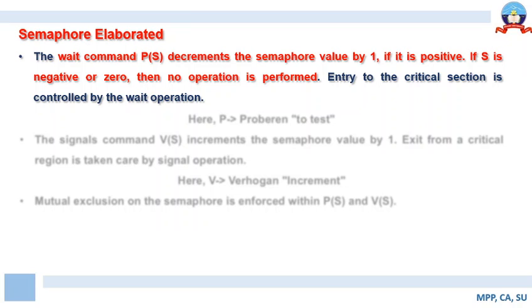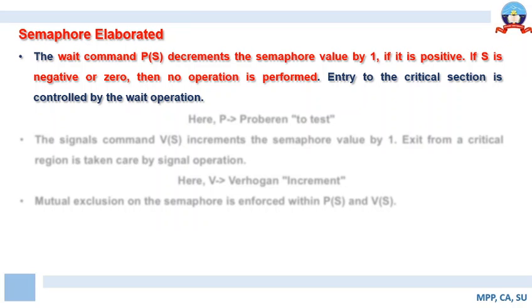The significance of wait is that entry to the critical section is controlled by the wait operation. Again, this is very important. Entry to the critical section is controlled by the wait operation. So the wait command represented by P decrements the value of semaphore by 1 if it is positive. If the value of semaphore is negative or 0, then no operation is performed. Wait is used in order to decide on the entry to the critical section.